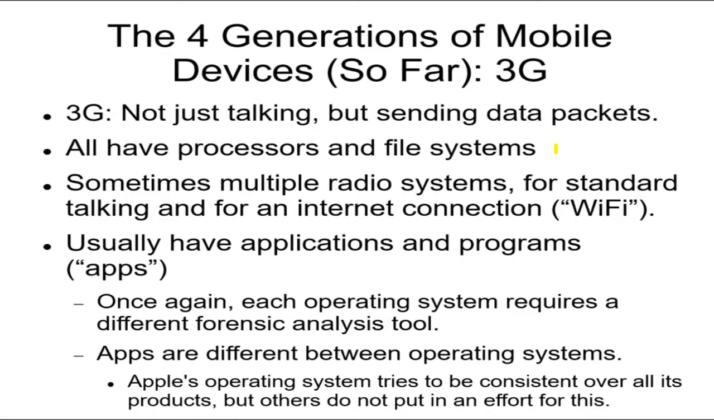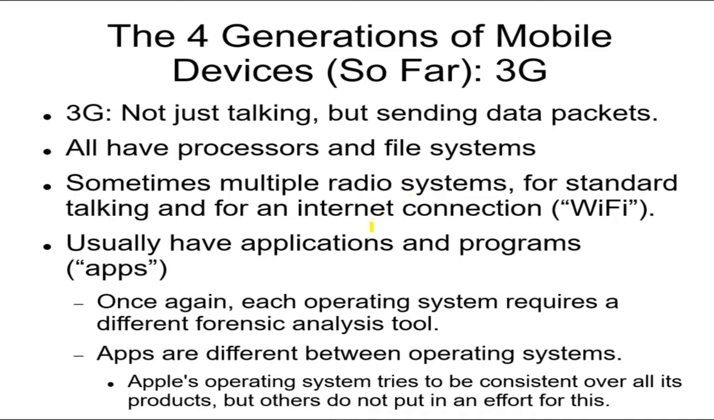Okay, now 3G, that's when it becomes a little bit more popular. Nowadays pretty much everyone who wants a cell phone is going to get a 4G. But anyway, there are plenty of these 3Gs around. This is not just for talking; it also sends data over the cell phone system. They all have processors and file systems. So that means files are saved. That means we can break into them. We can find what these files had, and in so doing get some forensic evidence.